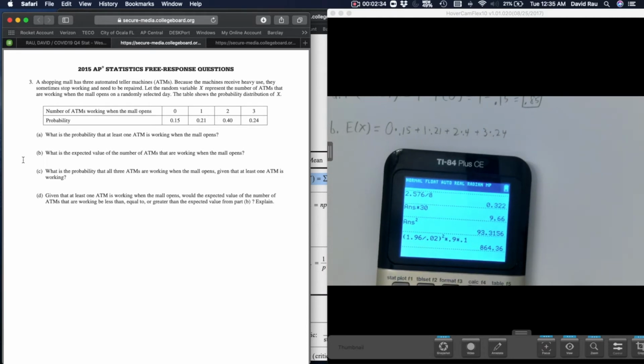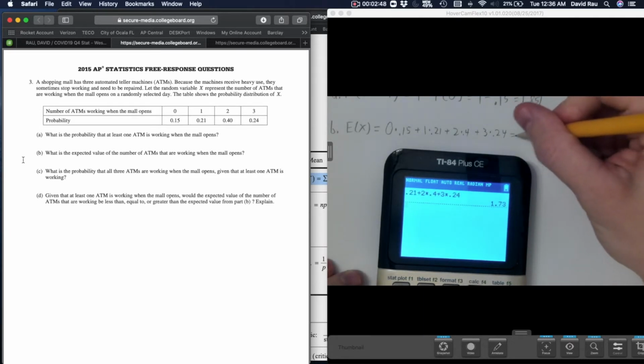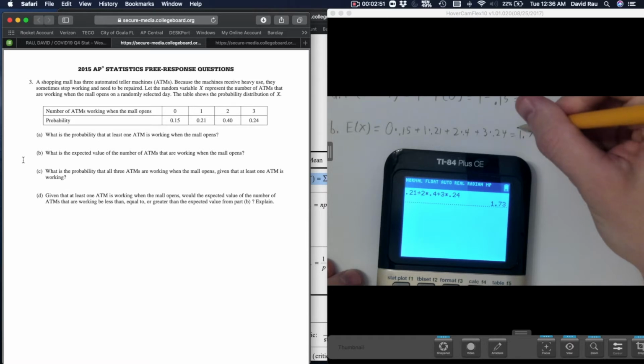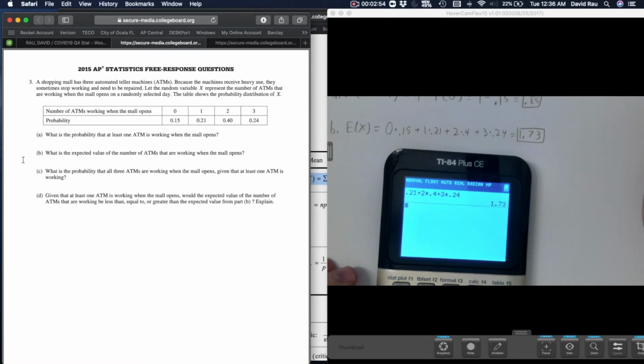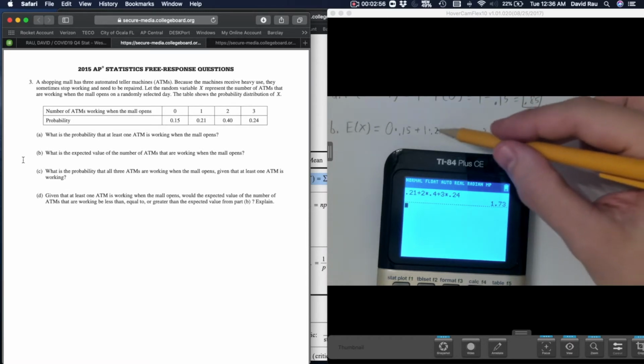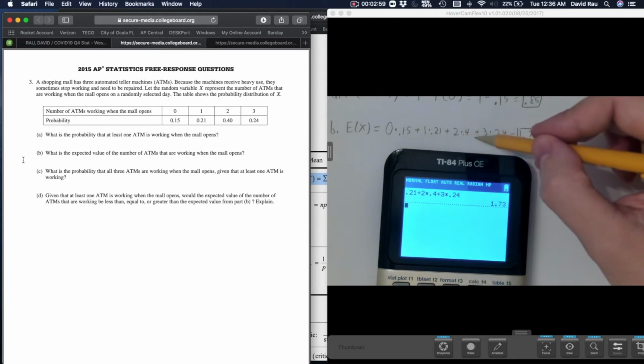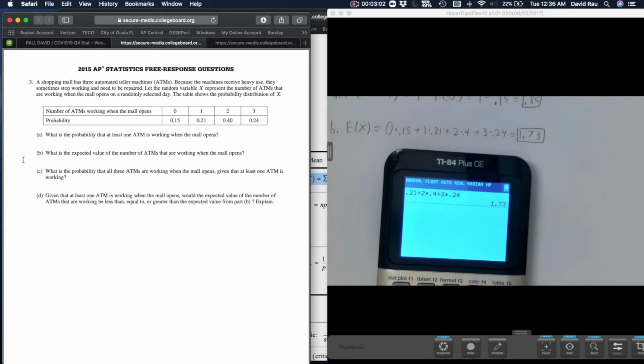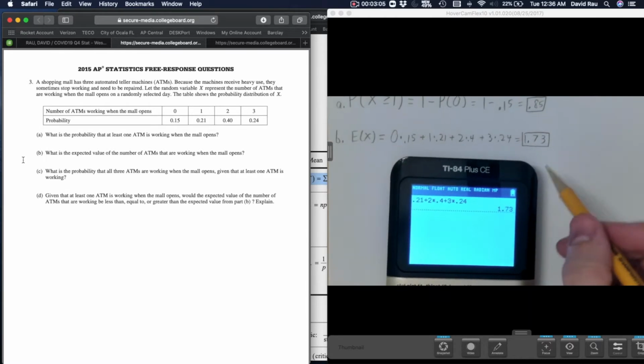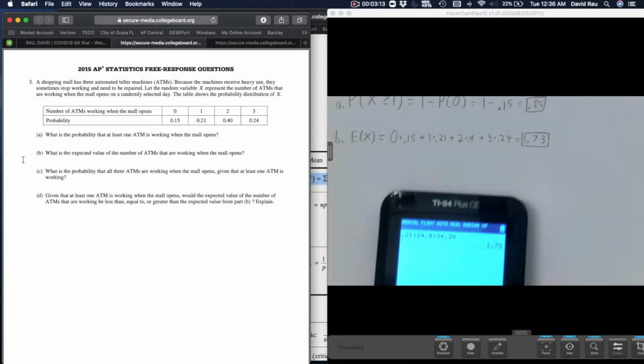The first term, 0 times whatever, is just going to be gone. The 1 times 0.21 is just 0.21. Now we have to do some math. Plus 2 times 0.4, plus 3 times 0.24. Looks like I get 1.73. I'm going to make sure that I did this correctly. So 0.21 plus 2 times 0.4, yep, plus 3 times 0.24. Okay, awesome. Now remember, this doesn't make sense: you obviously can't have 1.73 ATMs working, since an ATM is either working or it's not, but expectation can be in this weird decimal form.